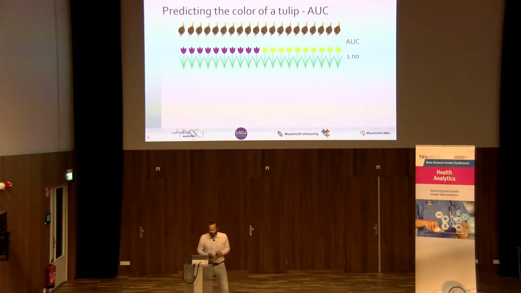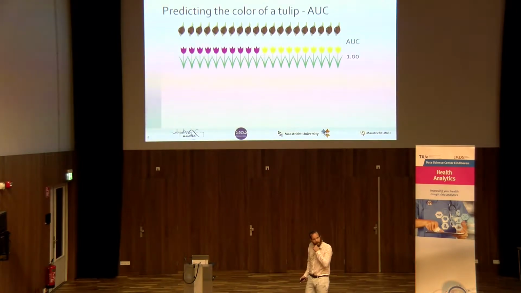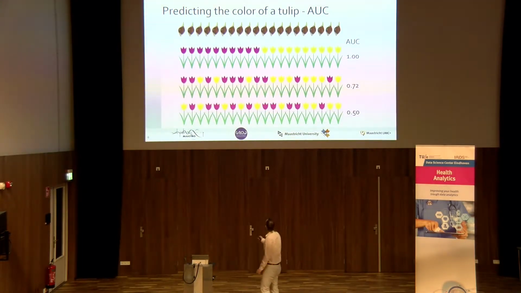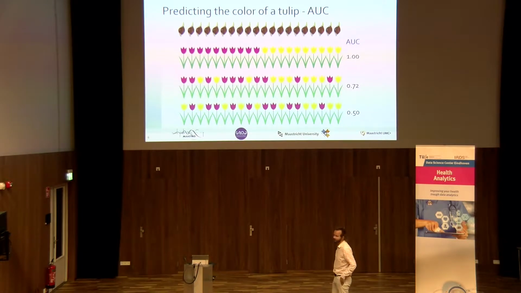If you have a perfect expert, your tulip field will look like this after a few months. And the metric of this is area under the curve. It's a quality of a prediction. And 1 is a perfect predictor. If you know nothing about tulip bulbs, it will look like this. You see it's kind of random, area under the curve is 0.5. And if you're somewhere in the middle, you see there's more yellow on the right-hand side and more pink on the left-hand side, it's 0.72. Just to give you a feeling of the predictive value of area under the curve.